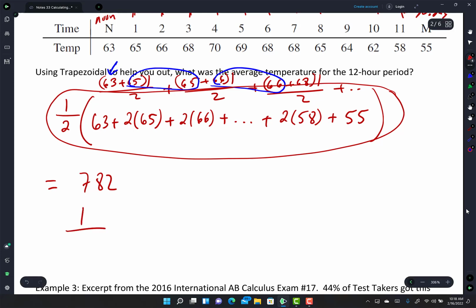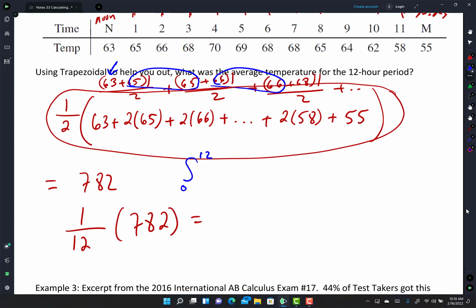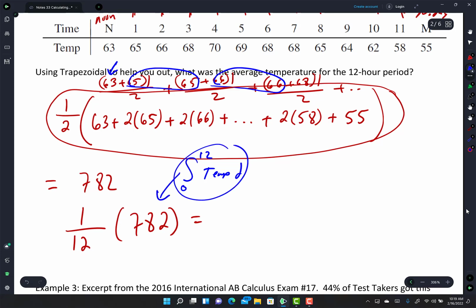What's the difference between noon and midnight? Is it 12? Oh yeah, it is. I was gonna say 24. 1/12 times 782. So let me put what you did. You went from 0 to 12 of temperature. That's what that 782 is. Now what do you get? 65 point.